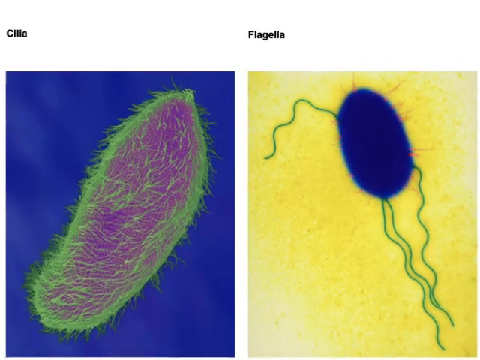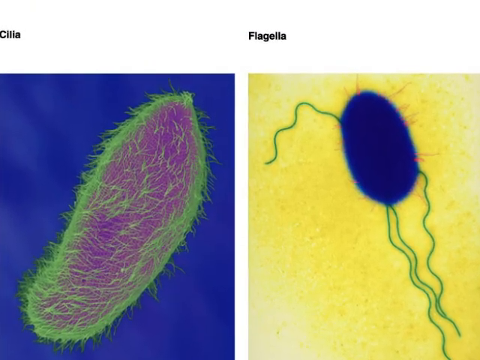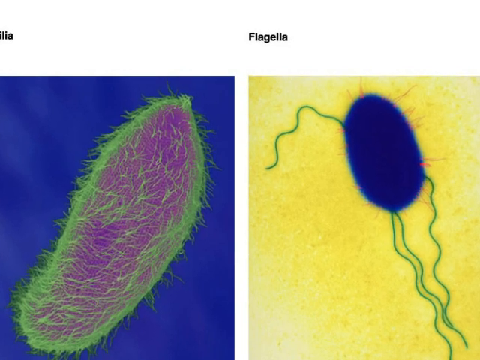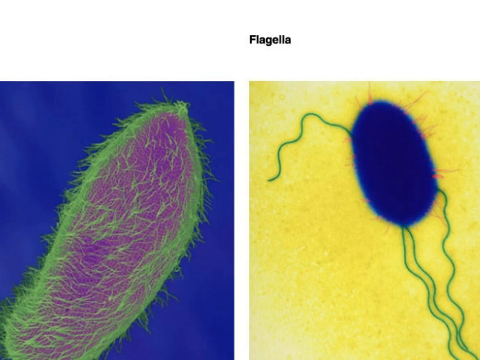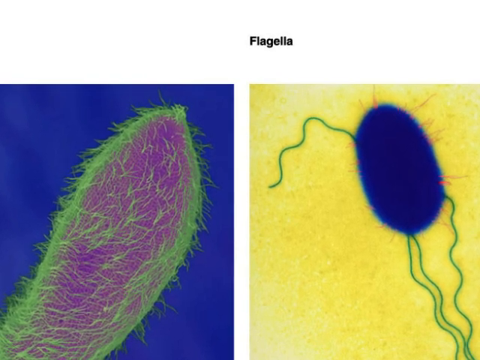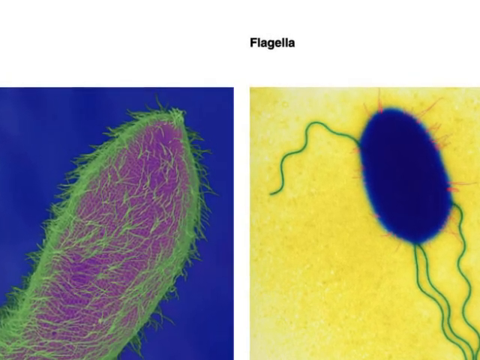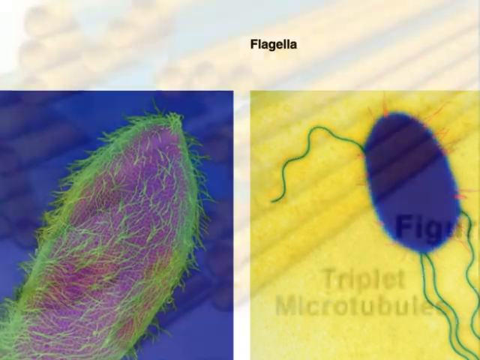Cells have three main ways of moving: flagella, cilia, and pseudopodia. Cilia are small hair-like projections on the outside of the cell. Flagella are long whip-like projections that are on one end of the cell. Pseudopodia are temporary plasma membrane extensions that extend and contract to move the cell.